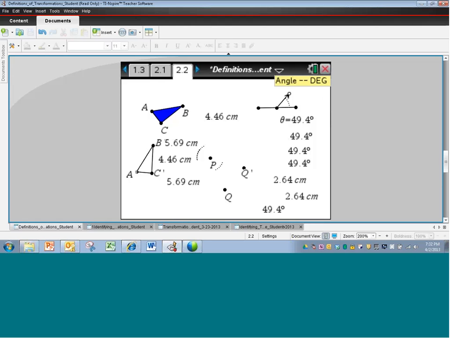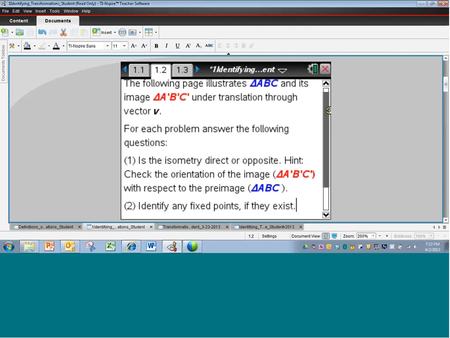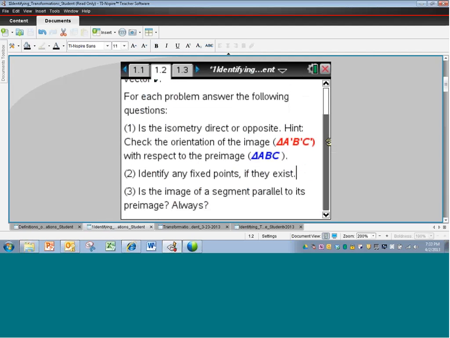So we move on to identifying transformations. This is another activity accompanied by another TNS file where we're going to be looking at identifying a particular transformation. We're going to see the pre-image triangle ABC and its image triangle A prime, B prime, C prime under a translation through the vector. What we want our students to do is answer each of the following. Is the isometry direct or opposite? The two that we have looked at so far have been direct. We check that by looking at the orientation of the pre-image and the image.